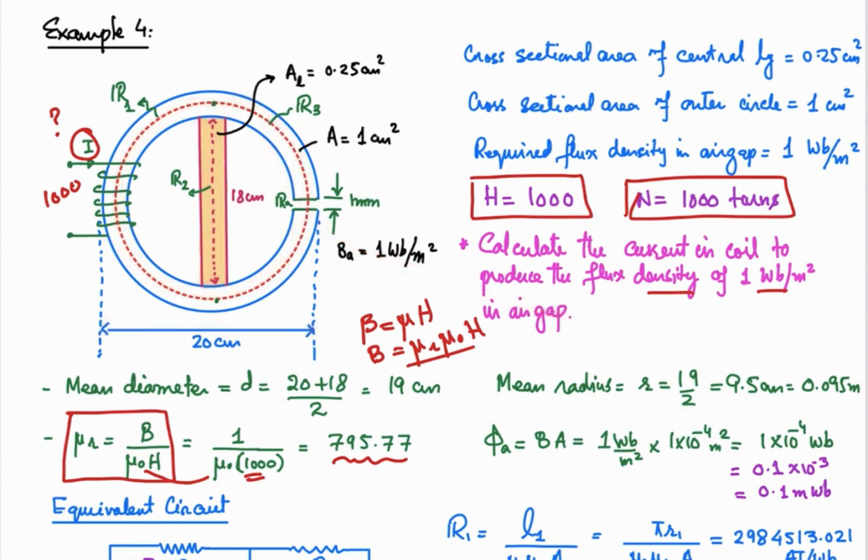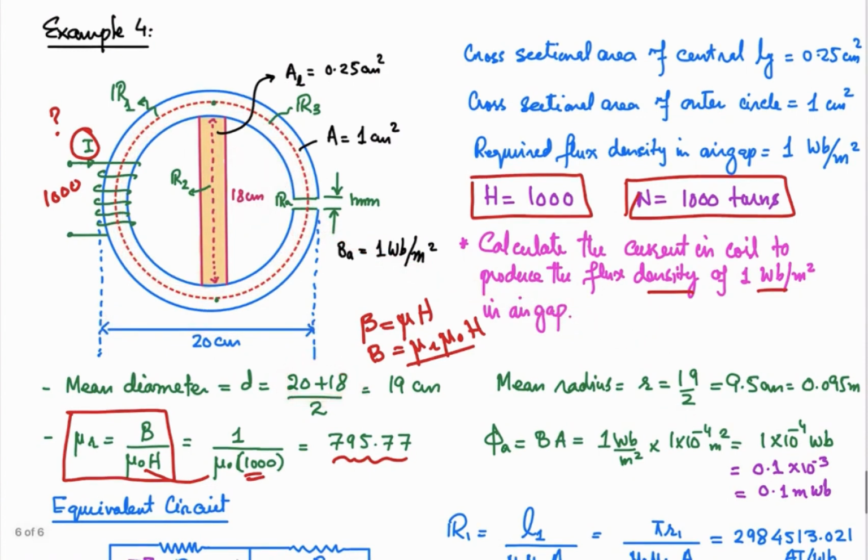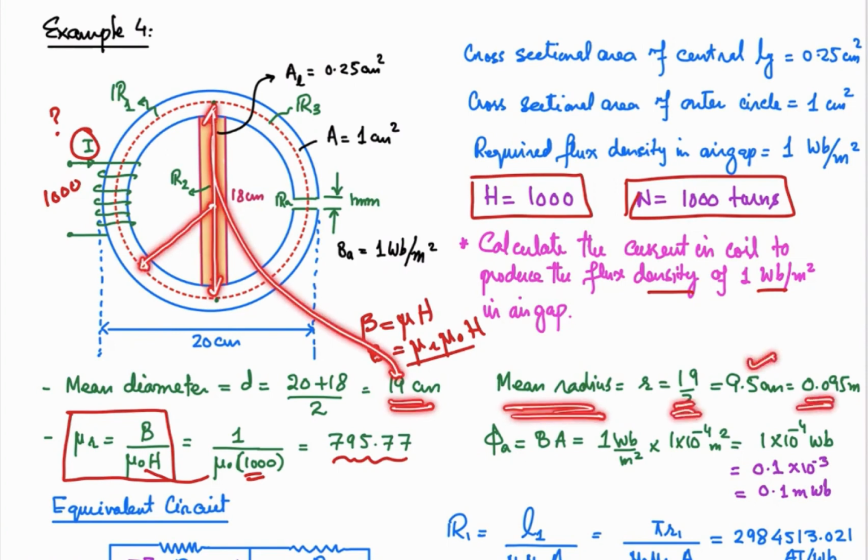Sorry, this one, for the diameter: 20 plus 18 divided by 2, so 19 centimeter is the average diameter over here. So this is the diameter, and for the average radius, or the mean radius, the radius of this mean circular path, 19 divided by 2, so 9.5 centimeter, that is 0.095 meter.